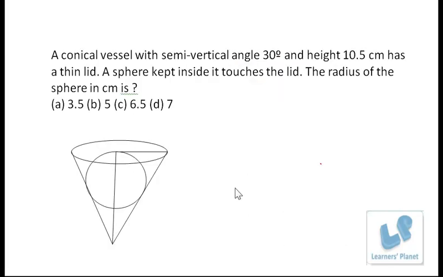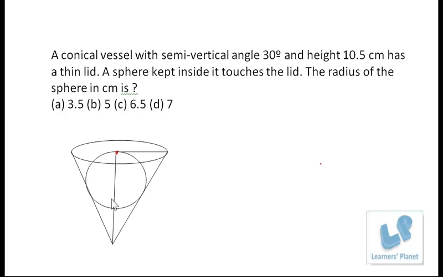Now friends, let's solve this problem from 3D mensuration. A conical whistle with semi-vertical angle 30 degree and height 10.5 centimeter has a thin lid. A sphere kept inside it touches the lid. The radius of the sphere that we have to find out. So I have drawn a rough diagram over here. This is the cone and this is the sphere, and the radius of this particular sphere we have to find out, right? And this sphere is touching the lid of this cone, right?